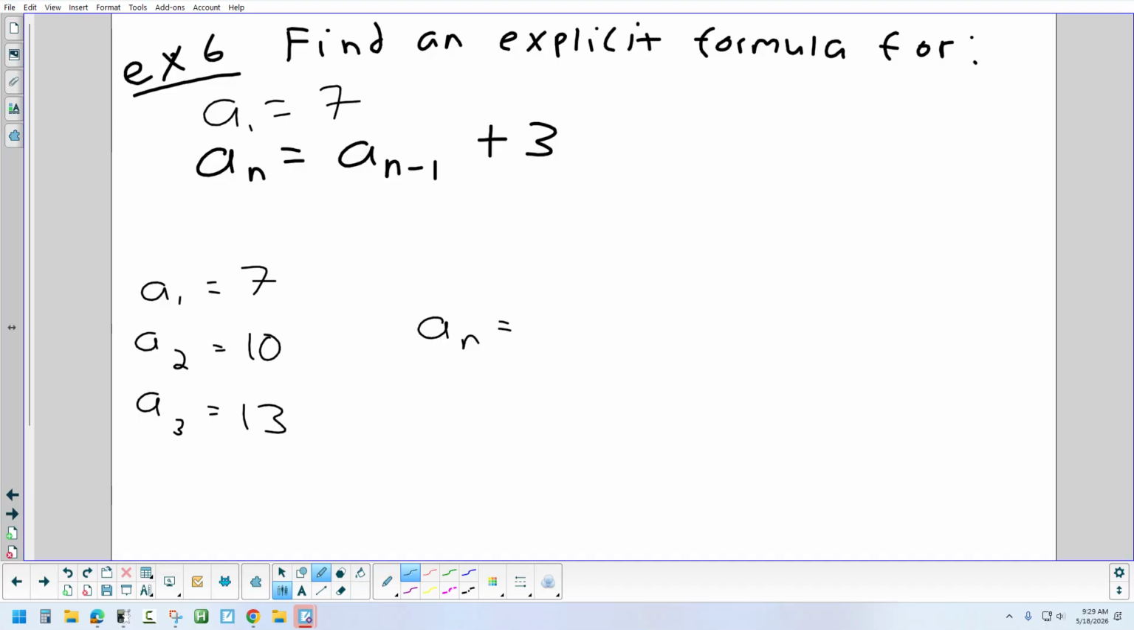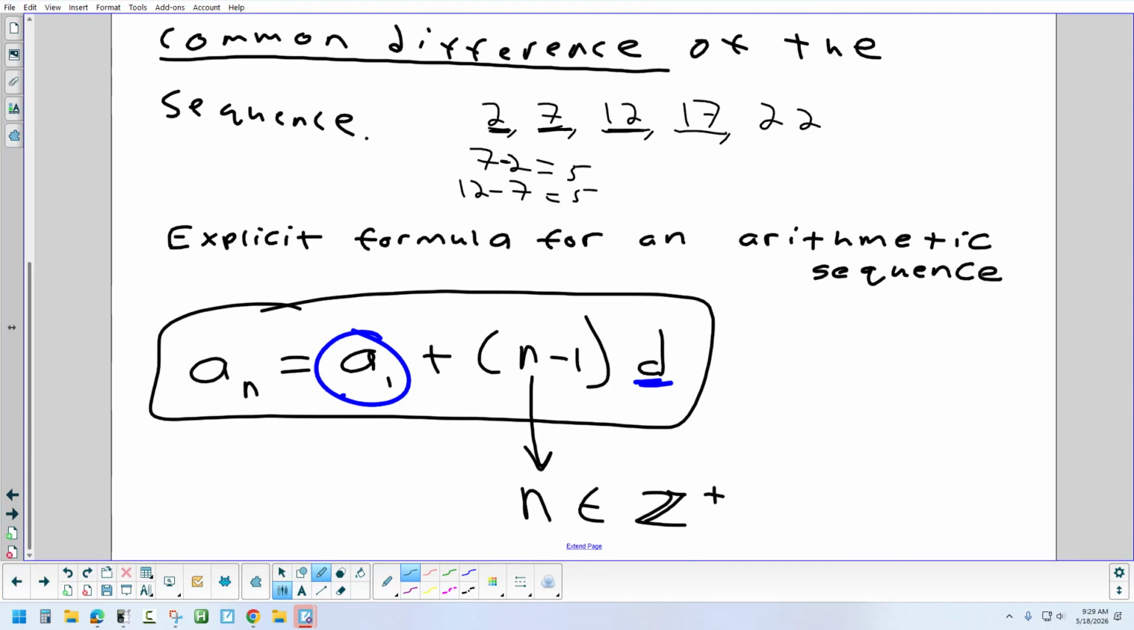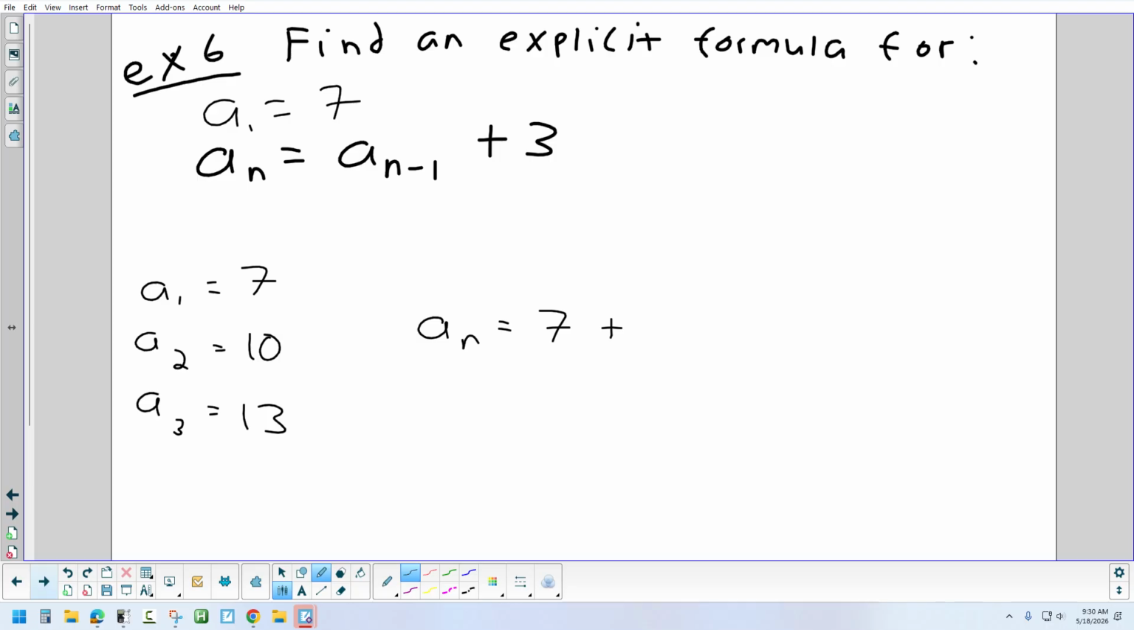Oh. 7. Yep. n minus 1. Plus. N plus 1? So 7 plus. And 4. 7. So there needs to be an n in it somewhere. 7 plus 4. So it should have an n minus 1. And we should have parentheses, and then times d. So n minus 1, and then times 3.